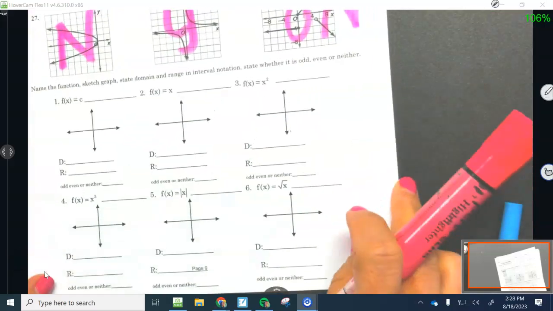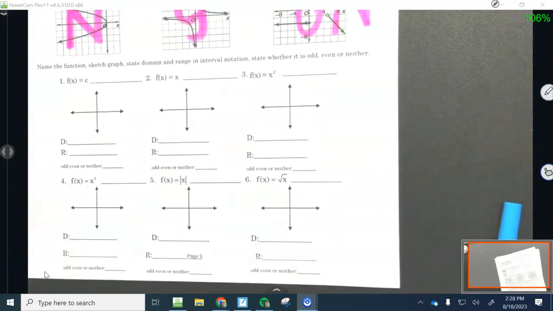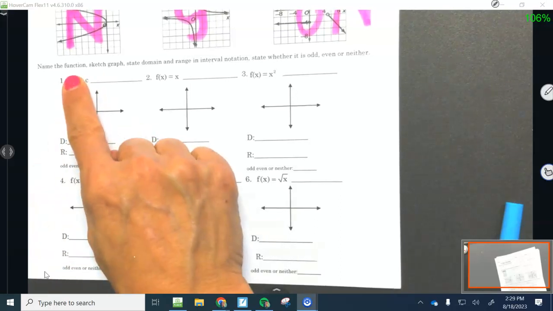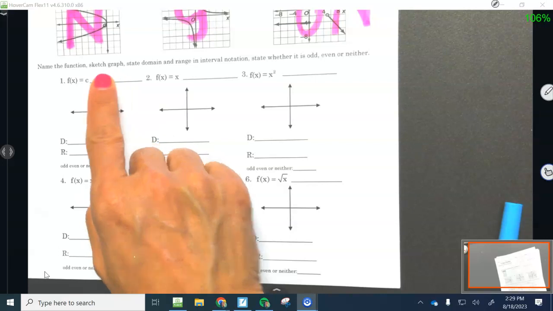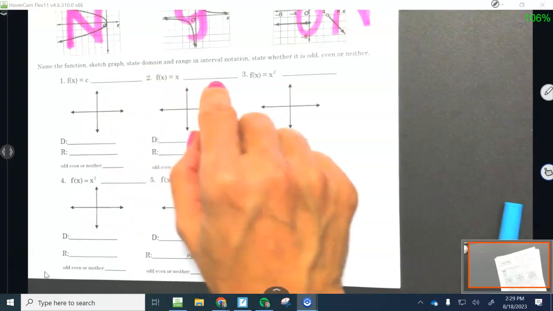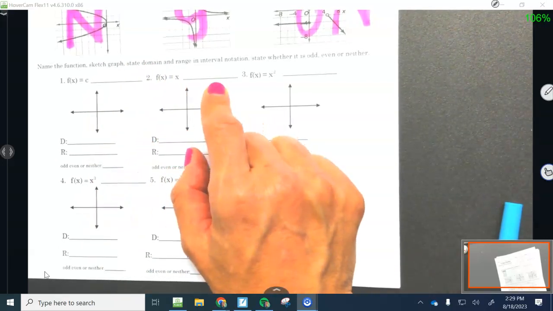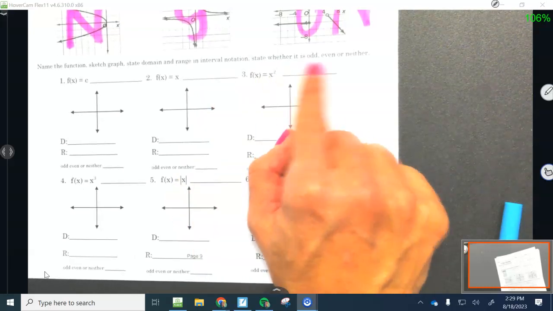This is just so fun for me to draw. I enjoy doing this. We're just going to review some parent functions, guys. We're going to name the function, sketch the graph, and state the domain and range, always in interval notation for us in pre-cal. But guys, we're not going to do this part.